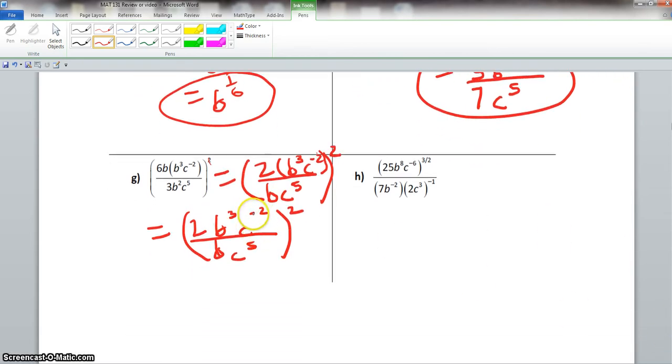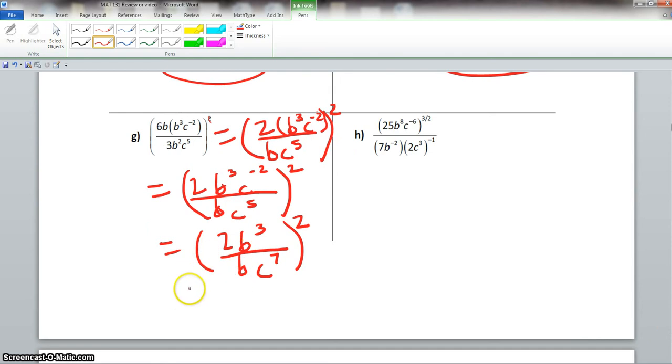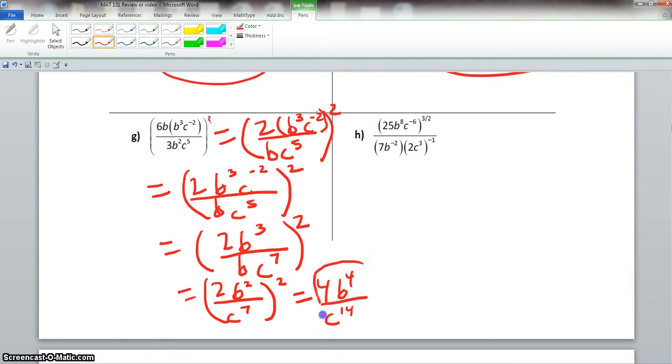Now, we know that c to the negative 2 will go down here with c to the 5th. So we will have 2b to the 3rd, all over b c to the 7th, and that's squared. Now b to the 3rd divided by b will give us b to the 2nd power. So we have 2b to the 2nd power all over c to the 7th, and all of this is squared. So when we square everything here, we will have 4b to the 4th over c to the 14th. And that is the final answer.